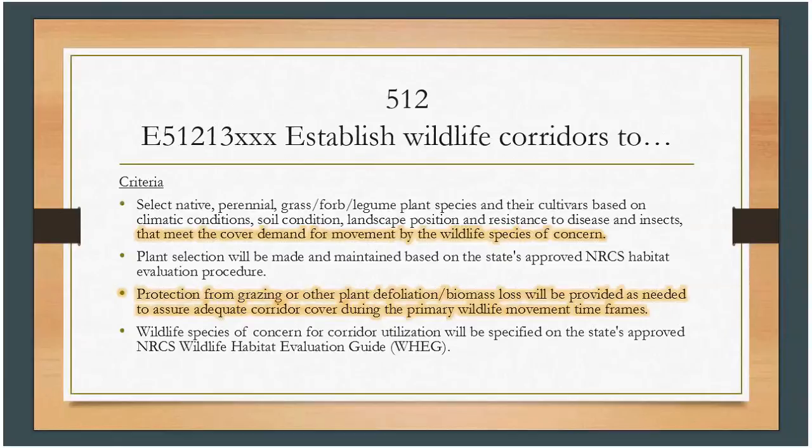The criteria are to select similar language that we've seen in a lot of these: select a native, perennial grass, shrub, legume, plant species, and their cultivars, basically to meet the cover demand for movement by the wildlife species of concern. Plant selection should be made and maintained based on the state-approved NRCS habitat evaluation procedure.